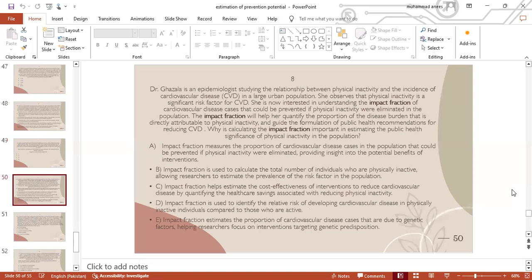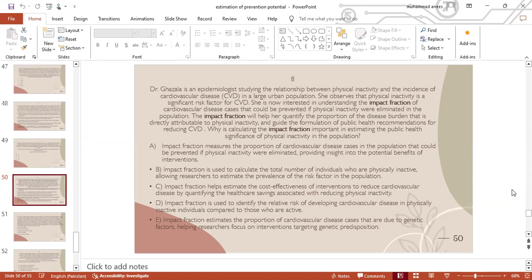8. Dr. Ghazala is an epidemiologist studying the relationship between physical inactivity and the incidence of CVD in a large urban population. She observes that physical inactivity is a significant risk factor and is now interested in understanding the impact fraction of cardiovascular diseases. The impact fraction will help her quantify the proportion of the disease burden. Why is calculating impact fraction important in estimating the public health significance of physical inactivity in a population?